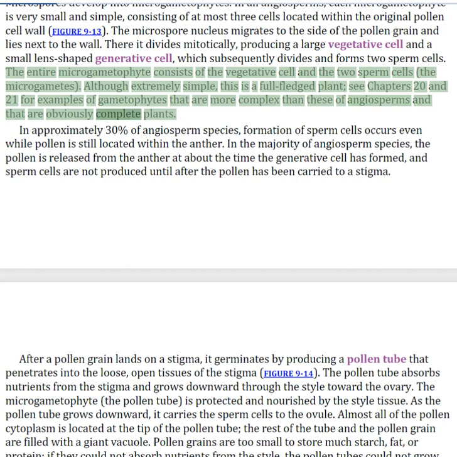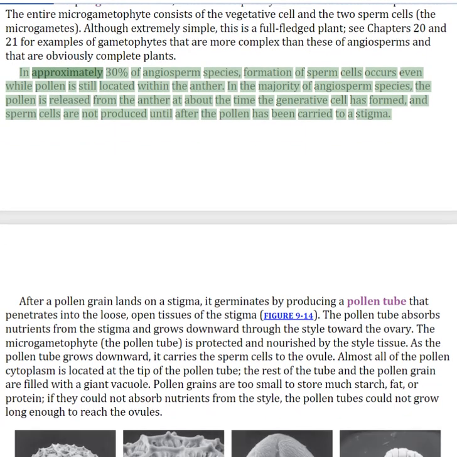Angiosperms, and that are obviously complete plants. In approximately 30% of angiosperm species, formation of sperm cells occurs even while pollen is still located within the anther. In the majority of angiosperm species, the pollen is released from the anther at about the time the generative cell has formed, and sperm cells are not produced until after the pollen has been carried to a stigma.